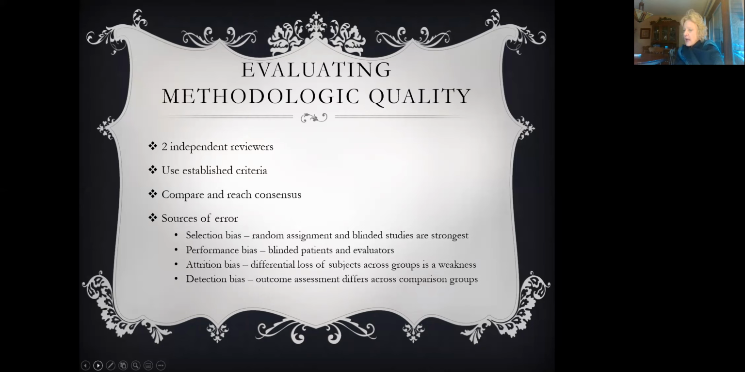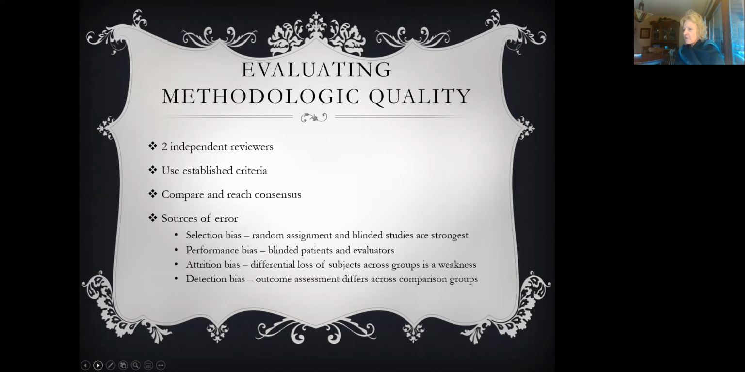You really want to pay close attention to any sources of error. So do you think there was selection bias? The random assignment and blinded studies are the strongest, but as we've talked about before, are not always possible. So you really want to pay attention to that. Performance bias, blinded patients and evaluators. And again, that's not always feasible, but when feasible, it's the strongest.